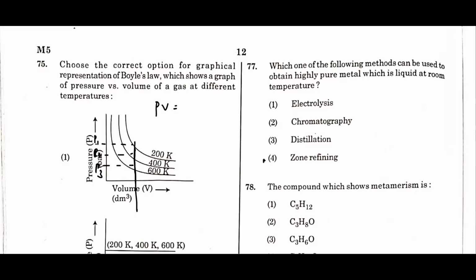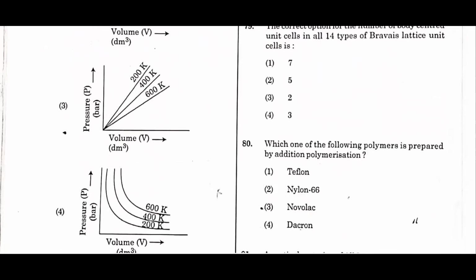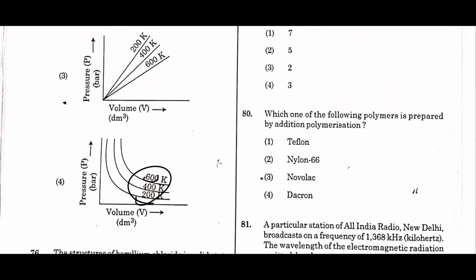We know PV is equal to nRT. Here pressure is directly proportional to the temperature. As pressure is more, temperature is also more. So here pressure is more, temperature should be more, but here it is given less temperature. So as per the given options, this is the correct one, because here temperature is more. Option 4 is the correct answer.